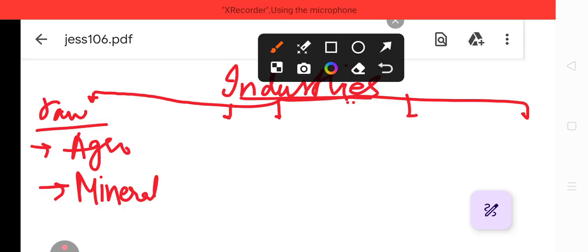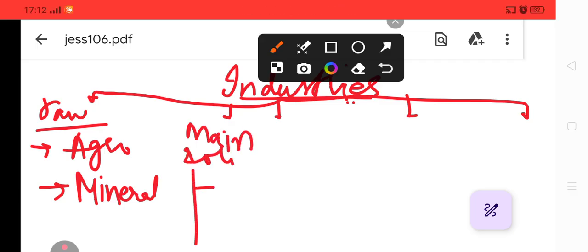Then the second criterion that we have is according to the main role. So I'm just writing main role. We have two types of industries. First we have basic or key industry. So I'm just writing basic. Second we have consumer.